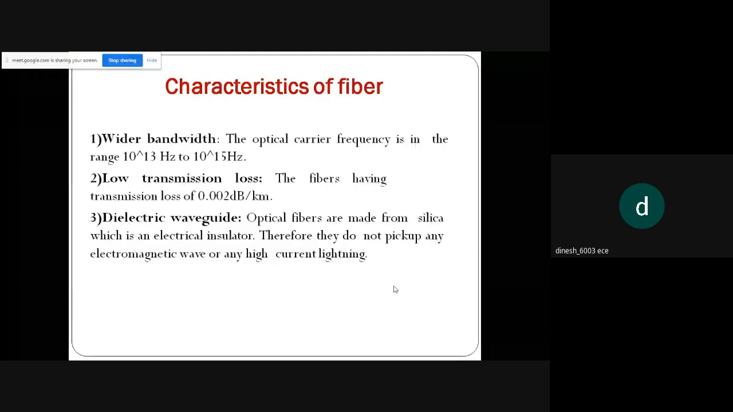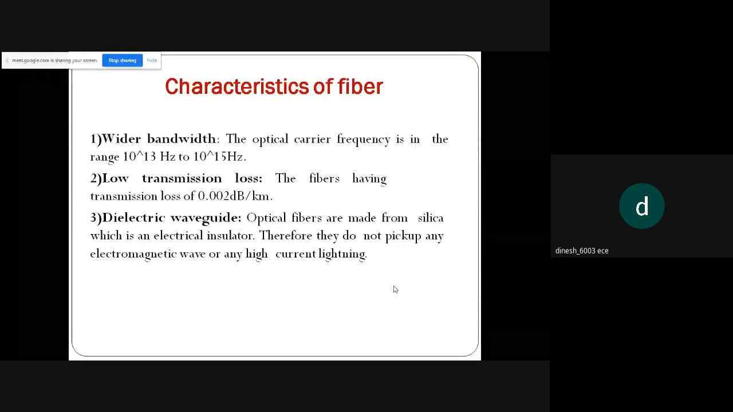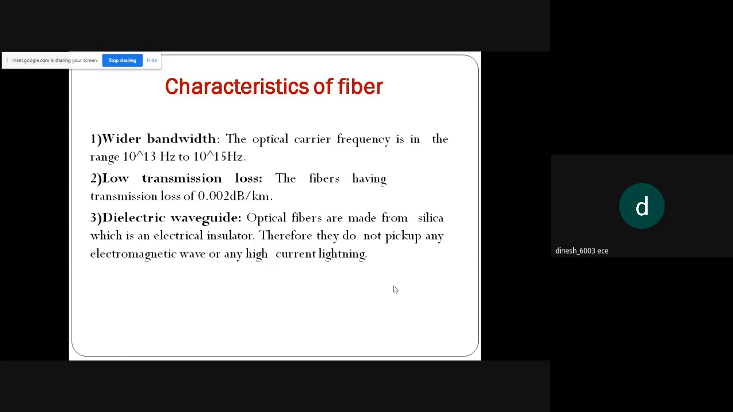Next is characteristics of fiber. There are three different types of characteristics that we need to see for an optical fiber. One is the bandwidth. The optical carrier frequency for the fibers is 10 power 13 to 10 power 15 hertz with a low transmission loss of 0.002 decibels per kilometer.